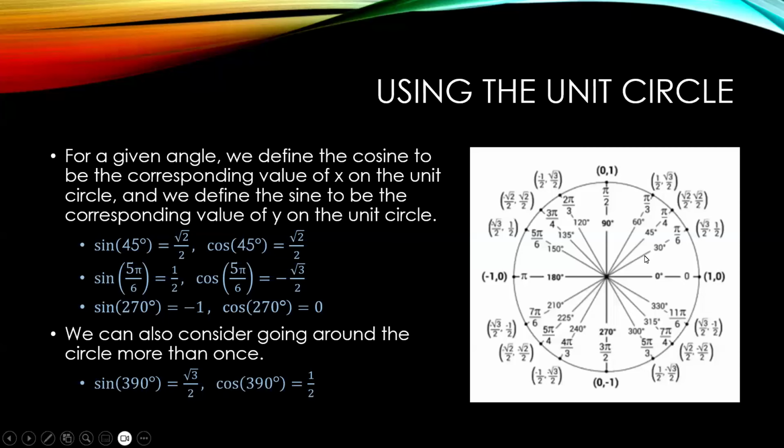Yeah, the cosine is always going to correspond to the x value, and the sine is always going to correspond to the y value. So be careful of that.